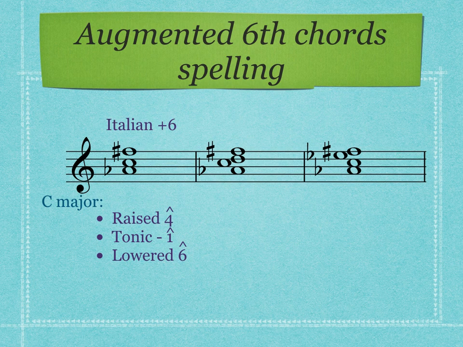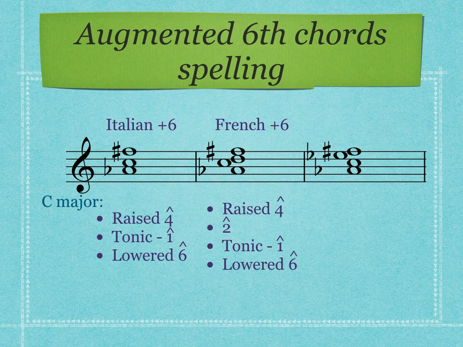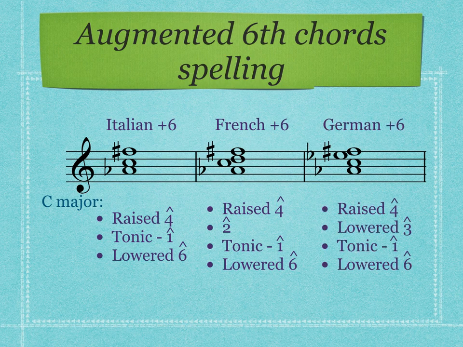The next type is called the French augmented sixth chord. This chord uses all the pitches in the Italian sixth, but adds scale degree 2, making a major second between the tonic and supertonic. The final type is a German augmented sixth chord. We heard this chord in the Locatelli example. This chord also uses all the pitches of the Italian sixth chord, but adds lowered scale degree 3, creating a minor third between the tonic and the lowered mediant.